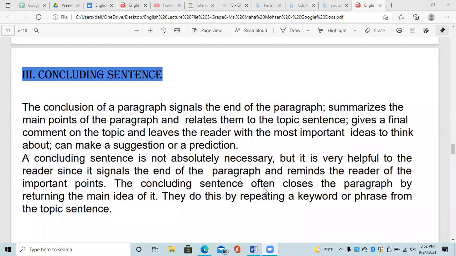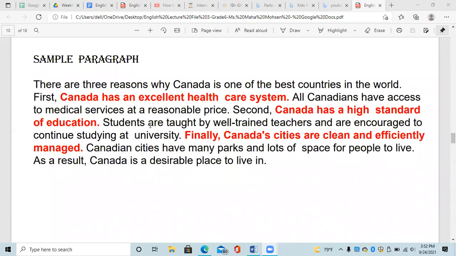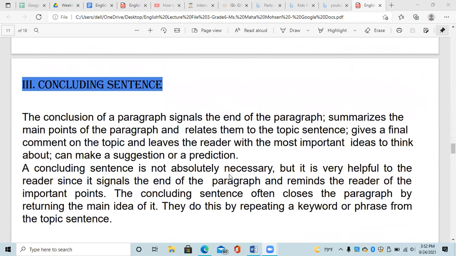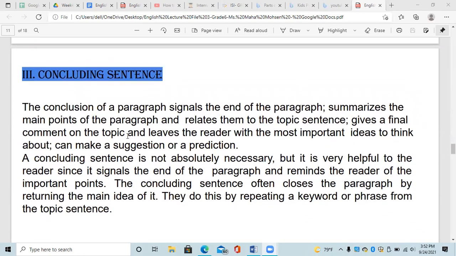So after writing the topic sentence and the supporting details, at the end we write the concluding sentence. The conclusion of a paragraph signals the end of the paragraph. It's at the end and it summarizes the main points of the paragraph. So we rewrite the main points, but in a shorter way. For example, here, these are the main points in red, and in the supporting sentences and the details we elaborated, we explained them, but here you can look at the concluding sentence. It's short, it summarizes the main idea. We don't elaborate so much in the concluding sentence and we don't add any new details.